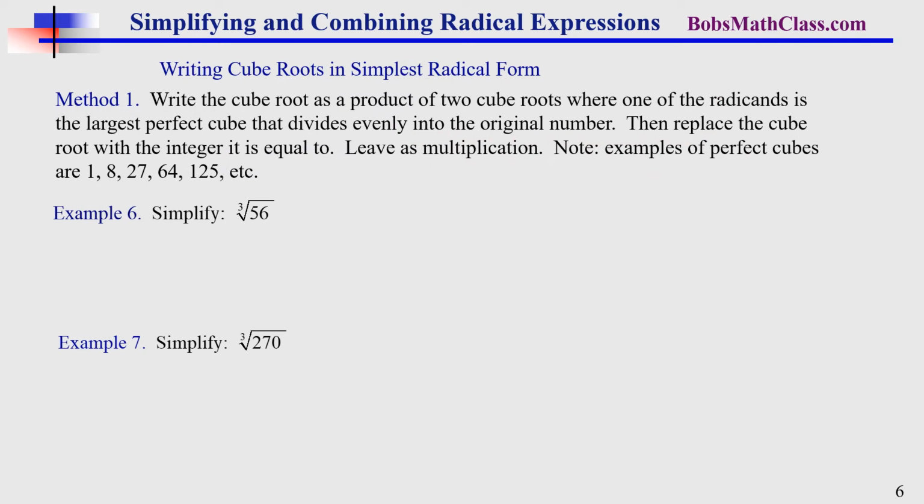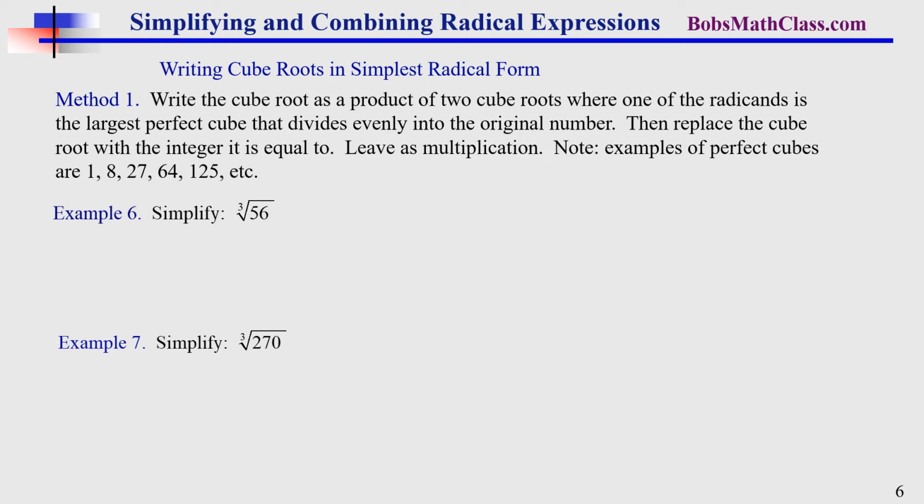Okay, now we're going to talk about cube roots. First, we'll talk about method 1. This is where we write the cube root as a product of two cube roots, where one of the radicands is the largest perfect cube that divides evenly into the original number. And then we're going to replace the cube root with the integer it is equal to. We'll leave it as multiplication.